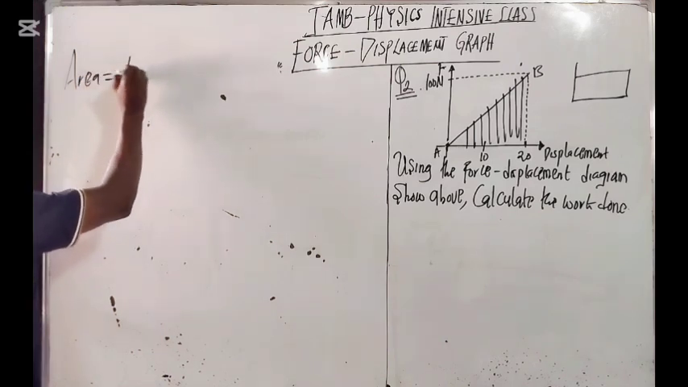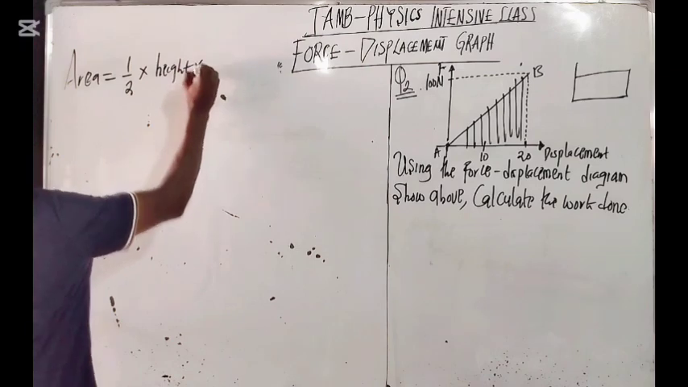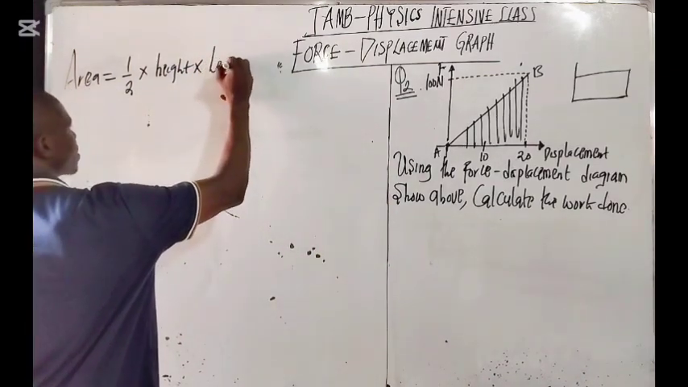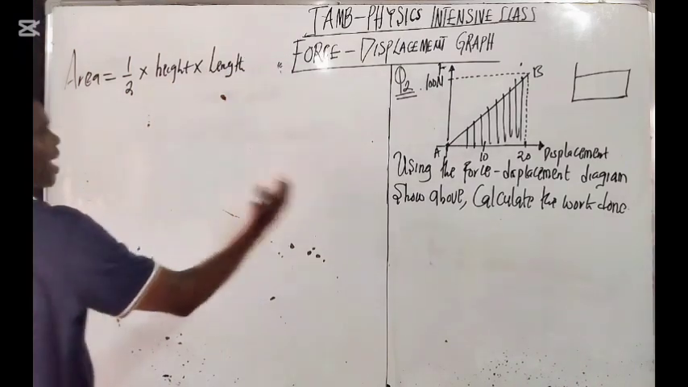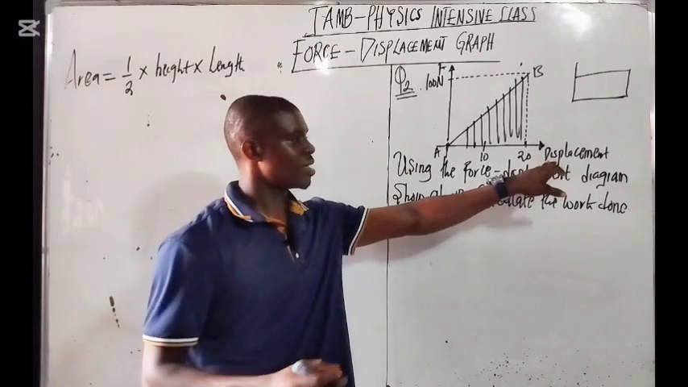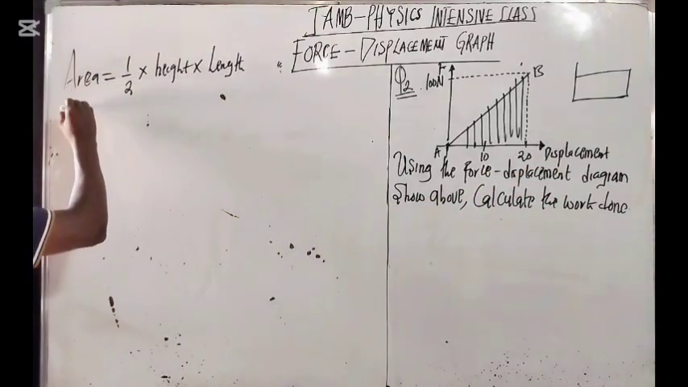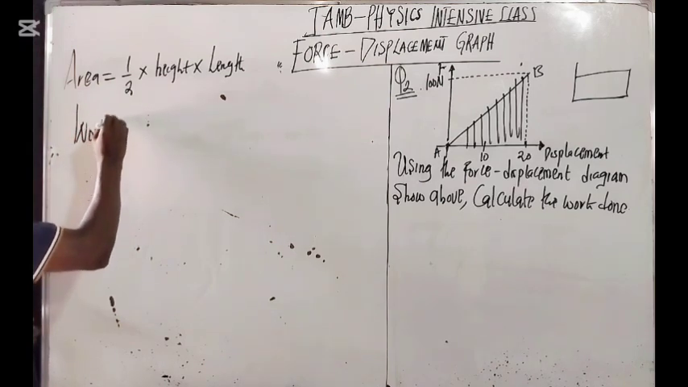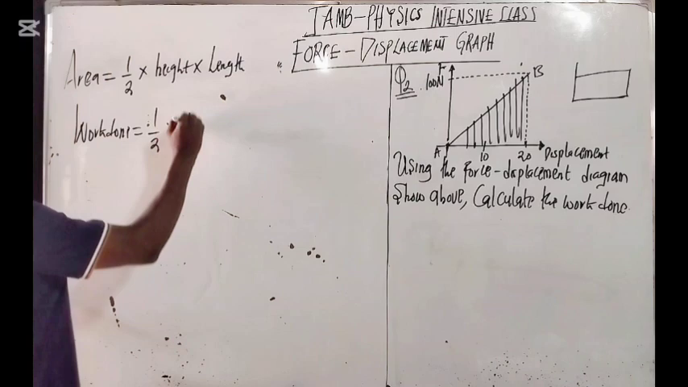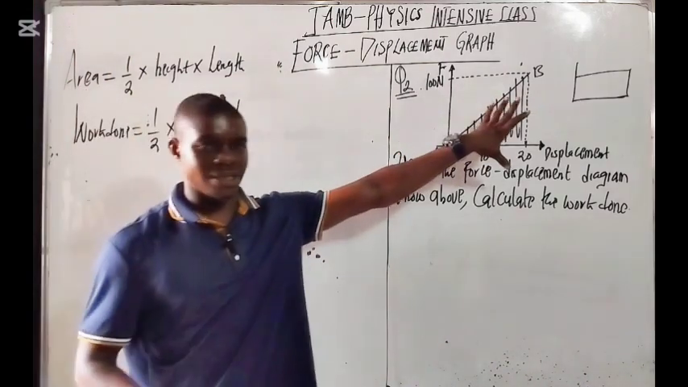you can say area is equal to half times the height times the length or the breadth. You can use any one. We know that the height is the force. Length is the displacement. Just that. So work done equals half times force times distance. Just as easy as that.